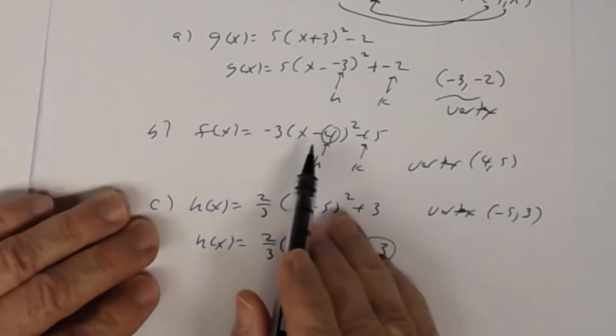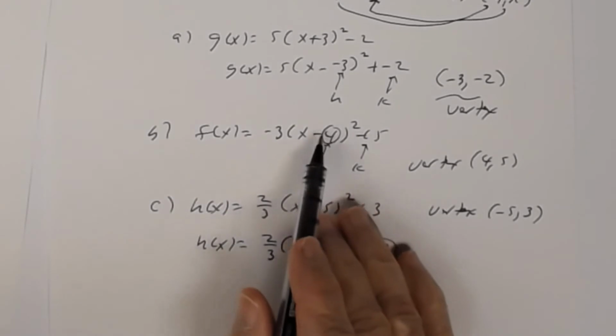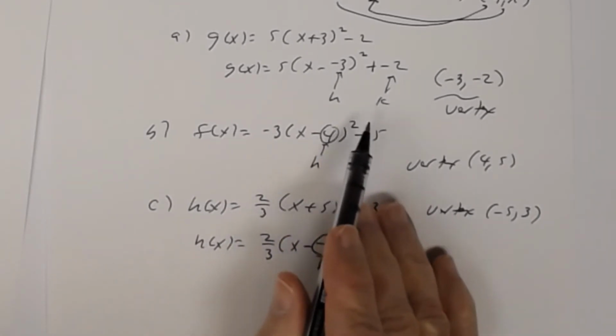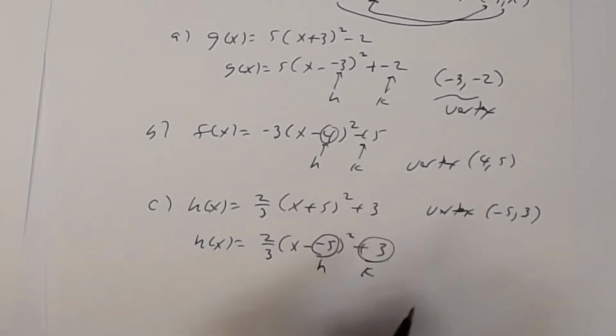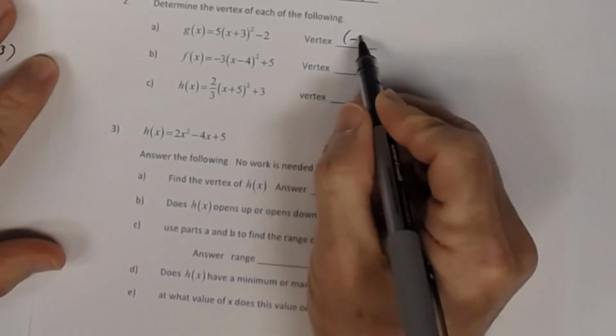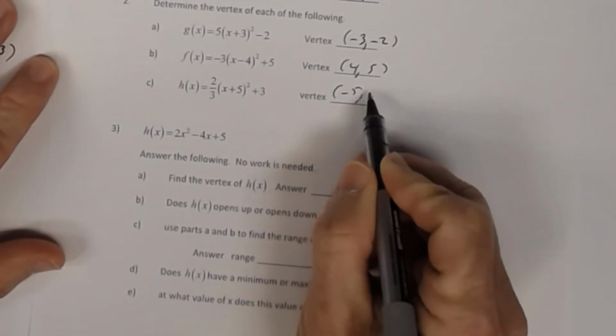And remember right here, when you had this kind in transformations a while back, this says you would take the parent function x squared and shift it to the right 4 units and then up 5. And so notice 4, 5. So the answers for number 2 would be -3, -2, 4, 5, and -5, 3.